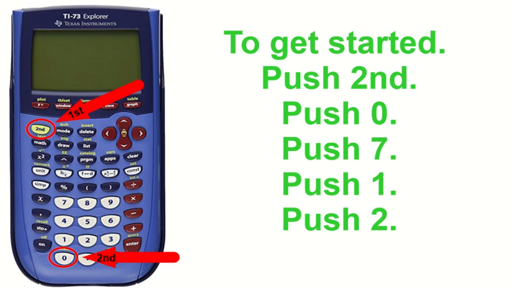So second, 0, then 7, then 1, and then 2. And what it should say at the bottom there is RAM cleared, right? All right, so like I said, all that did is reset everything, cleared everything out. Sometimes that helps when things get messed up in the settings by someone playing around with the calculator. That's the problem with shared calculators.